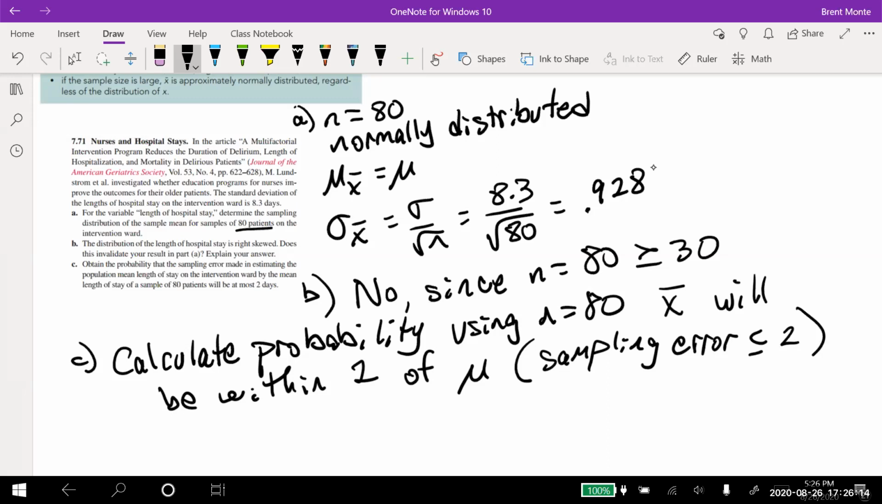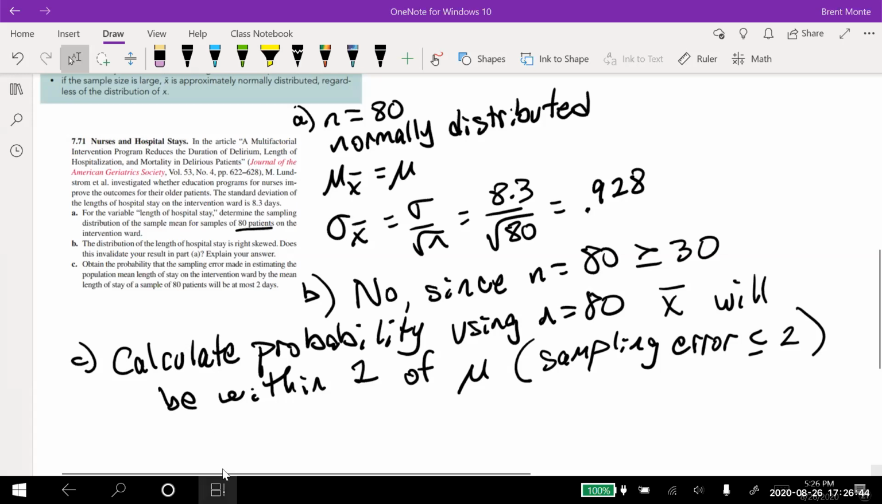Well, here's what we're going to do. Remember that number, 0.928. That's my standard deviation. And the sample size, of course, was 80. I'm going to have StatCrunch figure this out. How do I get a probability to be within 2 of the mean? I don't even know what the mean is. That's okay. Watch what we do.